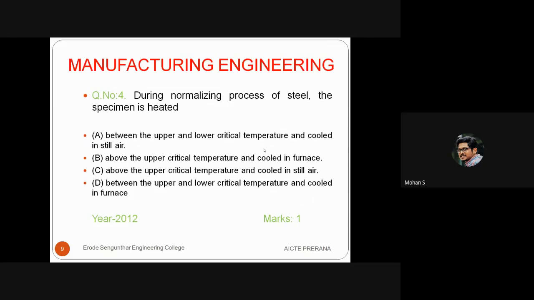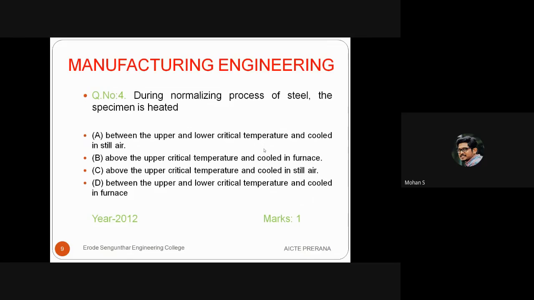Okay. Next, coming to the fourth option, between the upper and the lower critical temperature and cooled in furnace. Okay. They have said that it is not reaching its upper critical point and it is not reaching its lower critical point. It is just between upper critical and lower critical temperature, and finally it is cooled in furnace, they are saying. Okay.